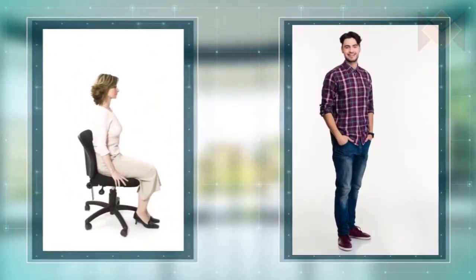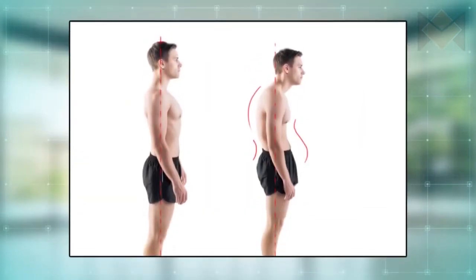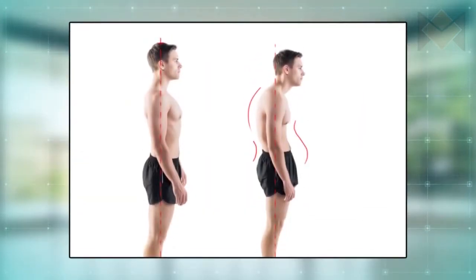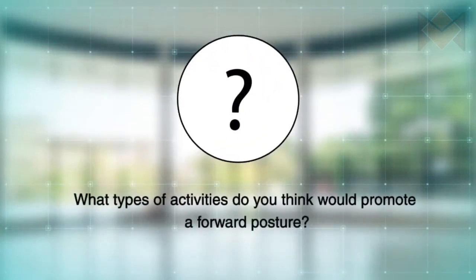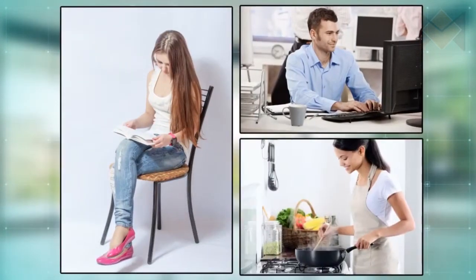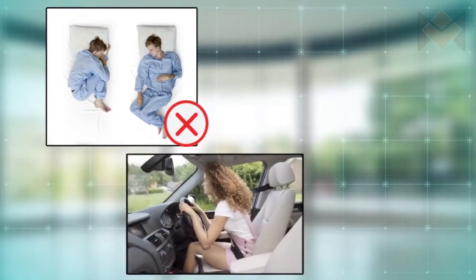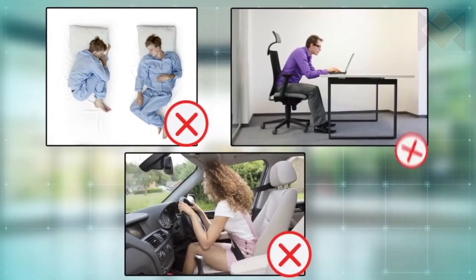Another key part of therapy intervention would revolve around posture education and positioning. We need to provide education to avoid positions that can cause a prolonged forward posture. What types of activities do you think would promote a forward posture? These may include activities such as sitting and reading, desk work, or standing counter height activities such as cooking a big meal. We also need to look closely at sleeping positions, driving positions, and the setup of the workstation to make recommendations for modifications to promote an improved upright posture.